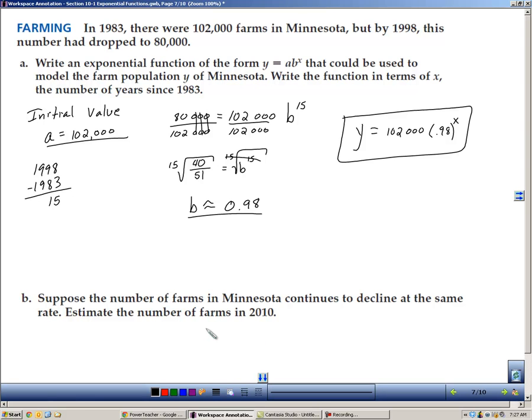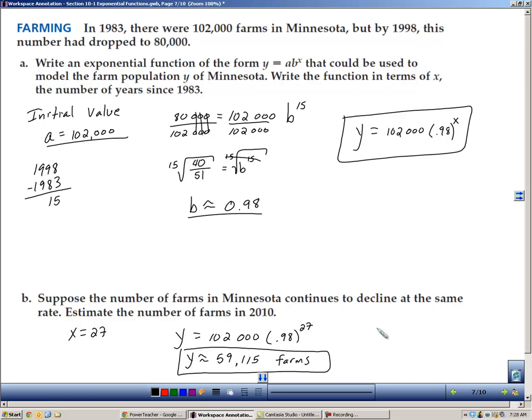So now I go down here and I say, suppose the number of farms in Minnesota continues to decline at the same rate. Estimate the farms in 2010. So since 2010 is going to be 27 years from 1983, I'm going to say my x value will be 27 here, and I'll plug it into this formula. Get a calculator, and you get an approximation of 59,115, and we'll label that farms in 2010.